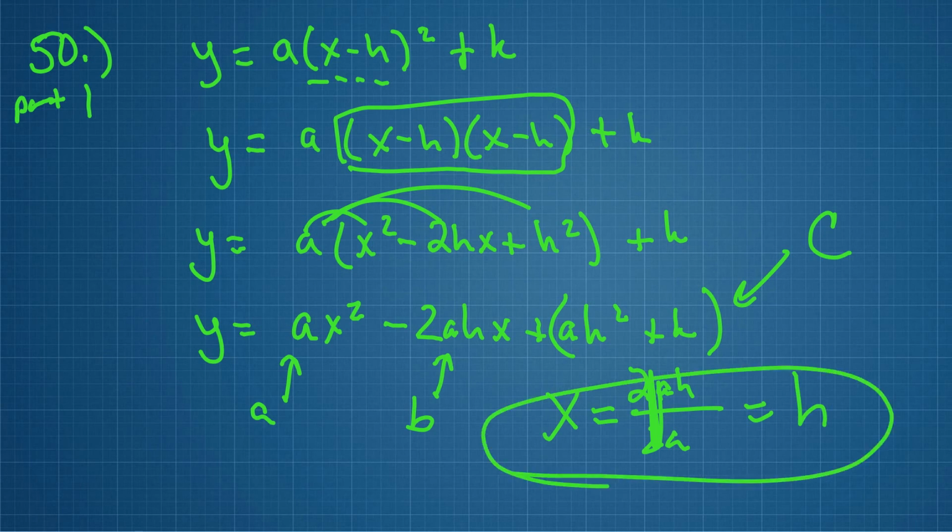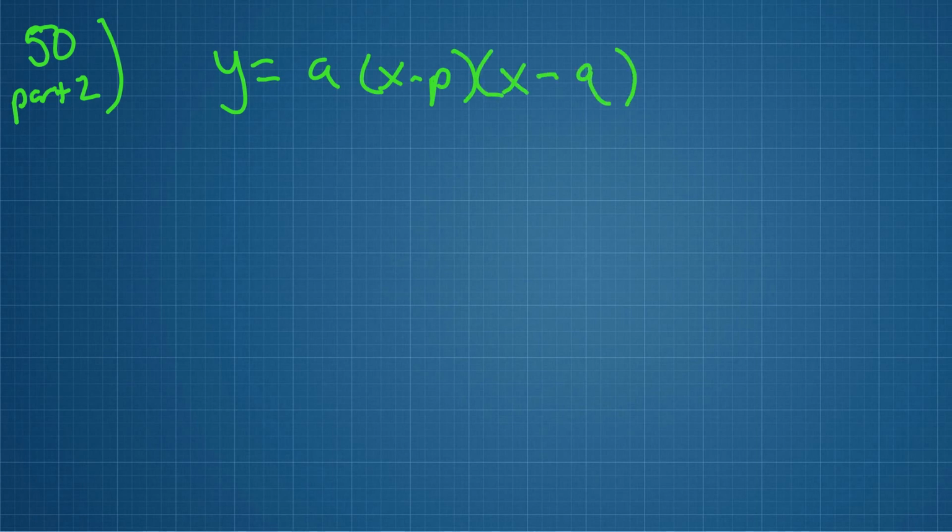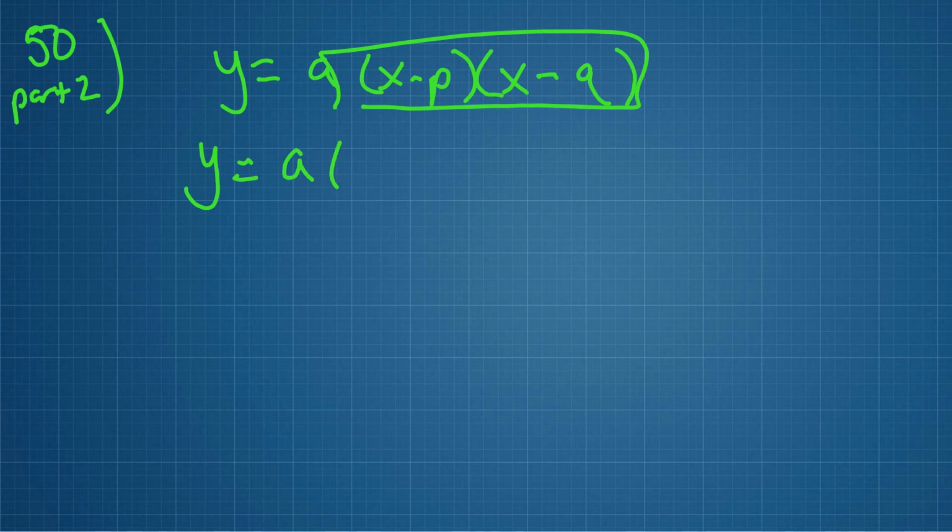Alright, now we're going to move on to 50 part 2. 50 part 2 says use intercept form and do the same thing. Put it in standard form, and then do the vertex formula for standard form to see if you can prove p plus q over 2 is equal to x. So I have to FOIL this right here. I get y equals a times x squared minus xp minus xq plus pq. So that's just FOIL.